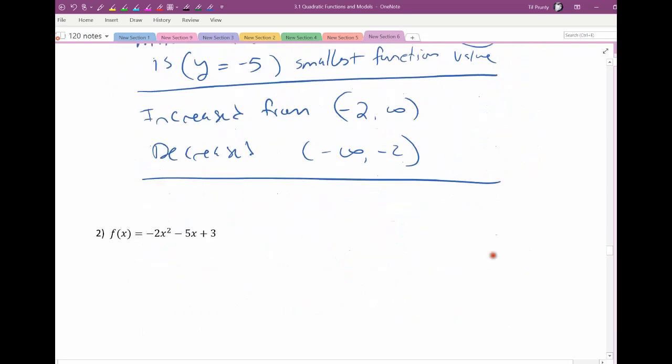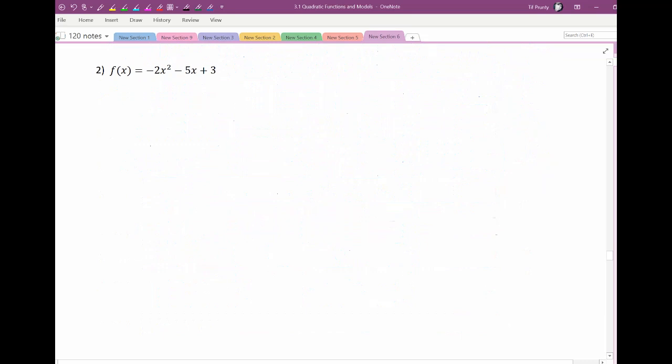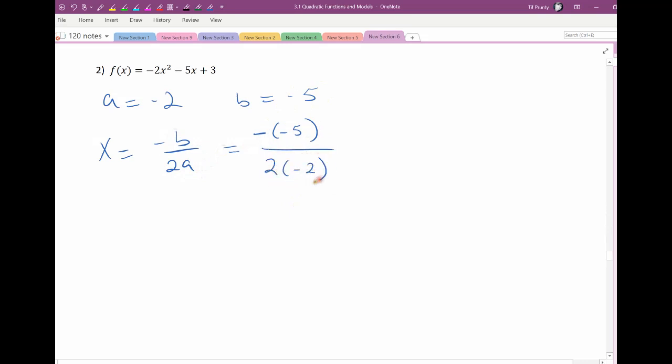Now, the second example. Again, I've got my function negative 2x squared, so we want to find the vertex. First I've got to write down my a, which is negative 2, and my b, which is negative 5. The vertex is the opposite of b over 2a. In this example, it would be the opposite of b. I'm going to write it negative, negative, just so you can see it, but if you just want to write down the opposite of negative 5 as positive 5, that's fine. Over 2 times a, which would be 2 times negative 2.